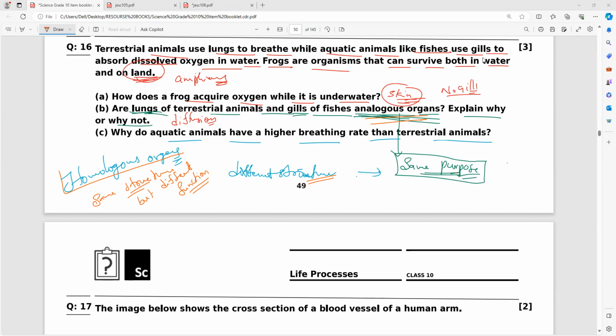Yes, sir. So please remember, different structure, same function is called analogous. Same structure, but different function, homologous. That is what you have to remember. Okay, guys? So it's not our topic. It is an evolution concept. It is deleted, but I'm just saying.